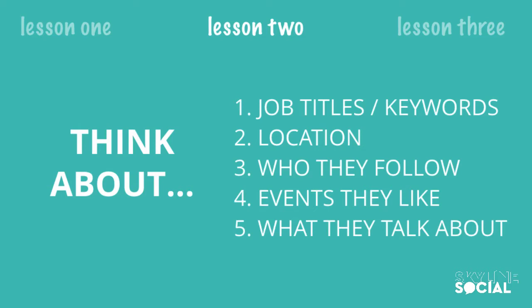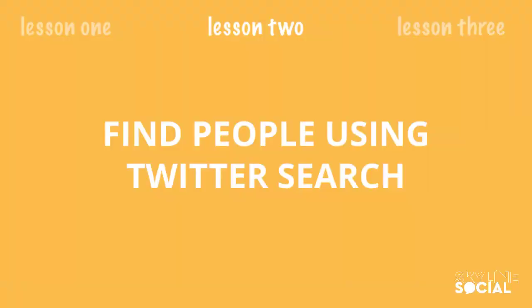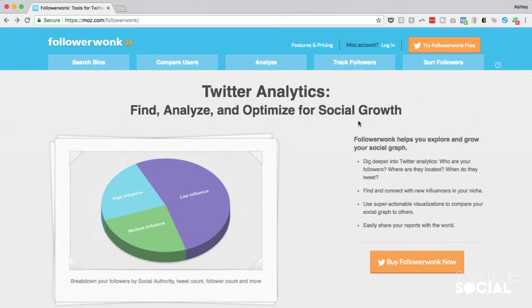Okay, so now that you've thought about who it is that you're actually looking to target, how do you find those people? In order to find those people, you can use things like Twitter search. So here's a quick demo of how you can use different software to find people using the Twitter search feature.